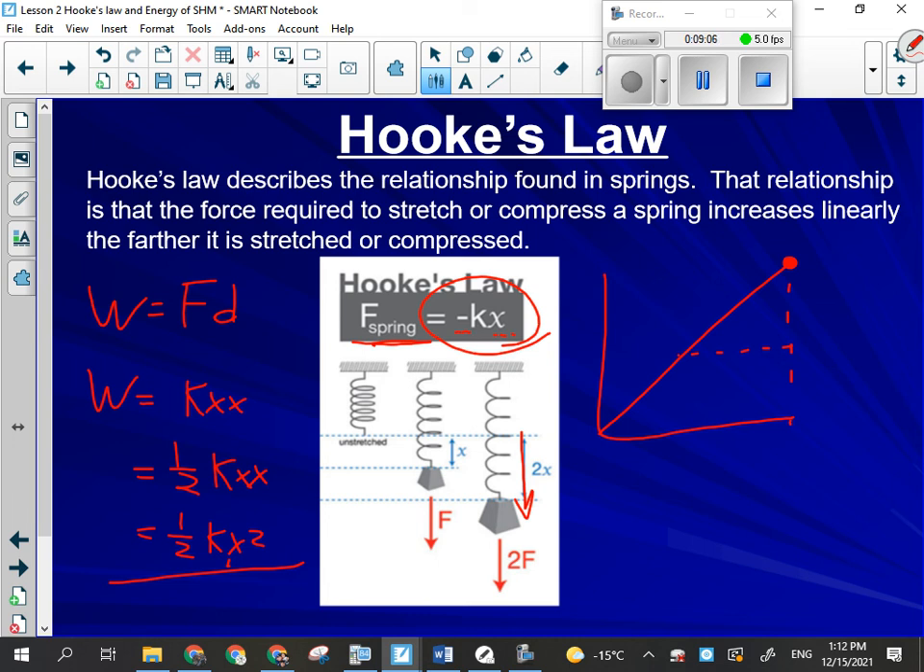Now, similarly, as the object passes through equilibrium, the spring is neither stretched nor compressed. And because it's at equilibrium, its displacement would be 0, because displacement is measured from equilibrium. So as it passes through equilibrium, it has no potential energy. But it's moving its fastest, so all of its energy is kinetic at equilibrium. That's where it would move the fastest.